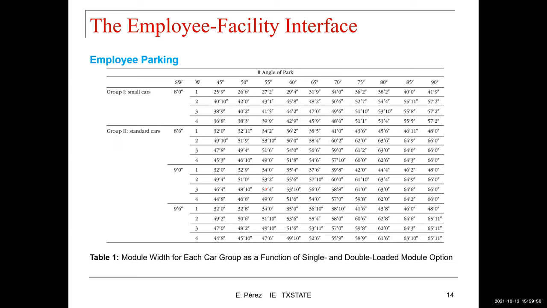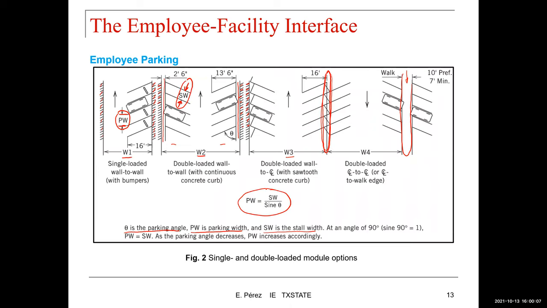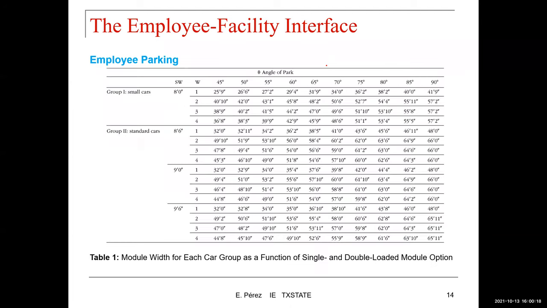So depending on the type of car that you're designing for, the stall width and the module and the angle, you will know what will be the module width that you're gonna be designing for. So the module basically is things that will be required for all this. Okay, so that will depend on the angle, the type of design that you're gonna follow, the stall width, and the type of car that you're gonna be designing for.